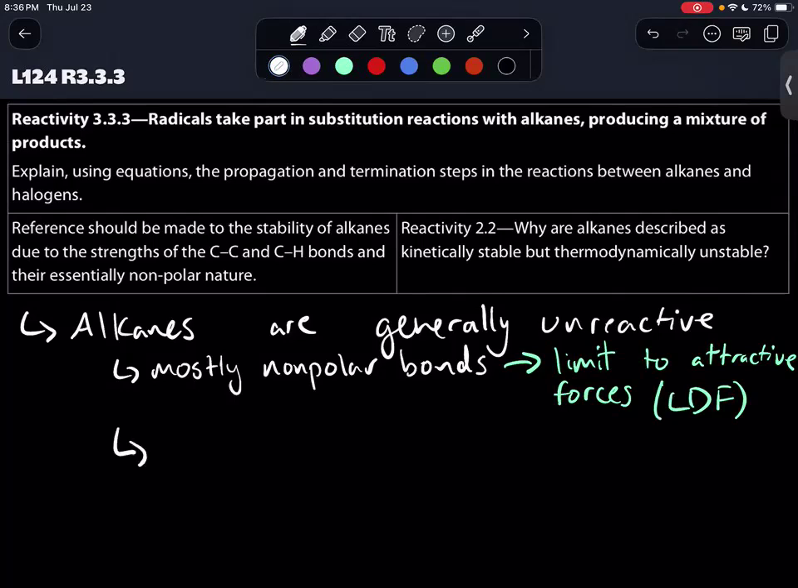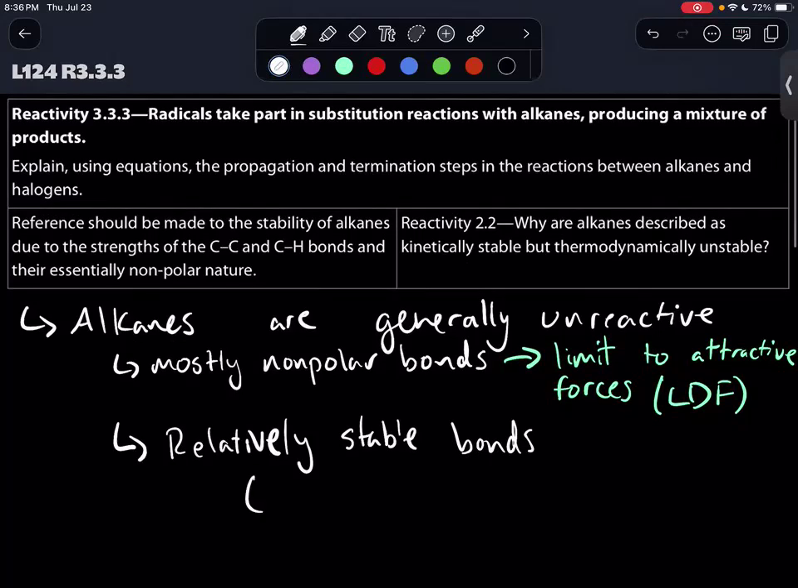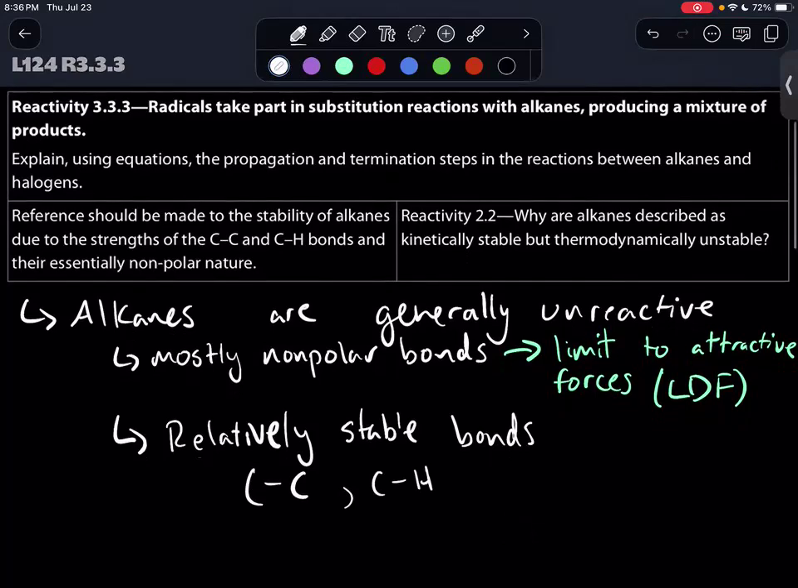We have none of that polarity that will cause bonds to be broken and new ones to form. Furthermore, they have relatively stable bonds. So what I mean by that is when we look at the carbon-carbon or carbon-hydrogen bond, those have pretty high bond enthalpies, 380s, 400s, etc. And so they're going to be hard to break most often.